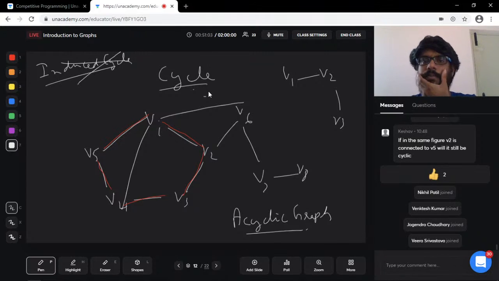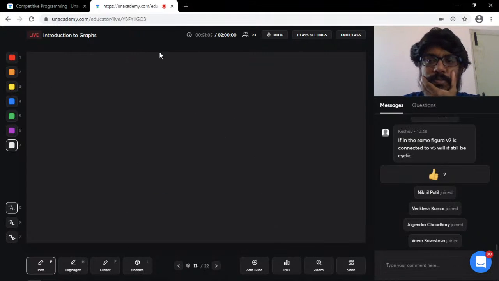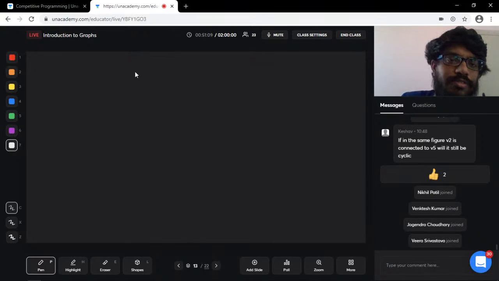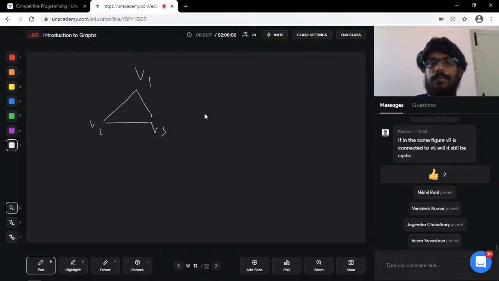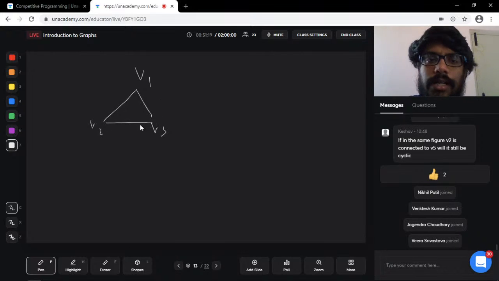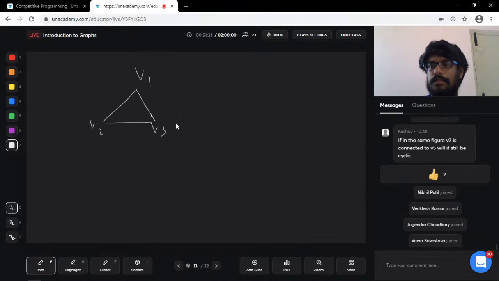Now let's look at some special kinds of graphs. If I have a graph like this, with 3 vertices and 3 edges, is there any other possible edge here? No, right? There is no other edge I can add. These are the only 3 possible edges, and I've added all of them.